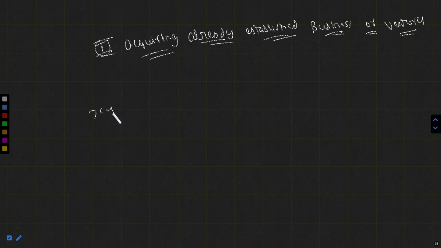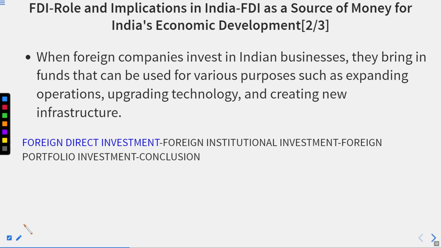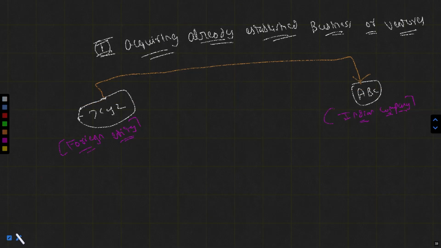Suppose this is company XYZ and this is company ABC. The XYZ is the foreign entity, and this is the Indian company. When the foreign entity buys or acquires the Indian company, there will be some shifts also. They will spend so that they could expand the operation as per their needs. They could upgrade the technology, and they could create new infrastructure, which is not only for their benefit, but also for the economic benefit as a whole.